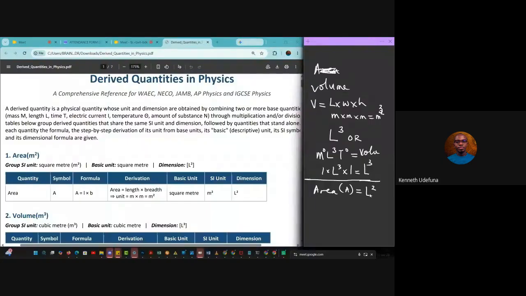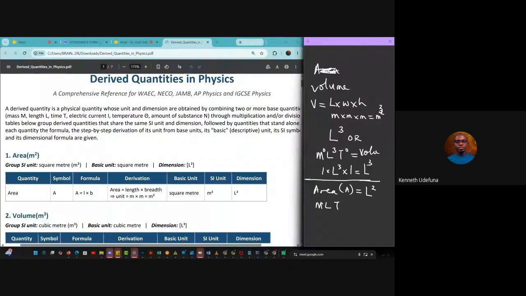Now, coming to your exams like JAMB, instead of giving you L squared as the dimension, they will combine it with the pattern. Remember the pattern: M, L, T, I, theta, and so on. They might use the pattern to ask you the question. The pattern they normally write is just MLT. They don't go beyond that.